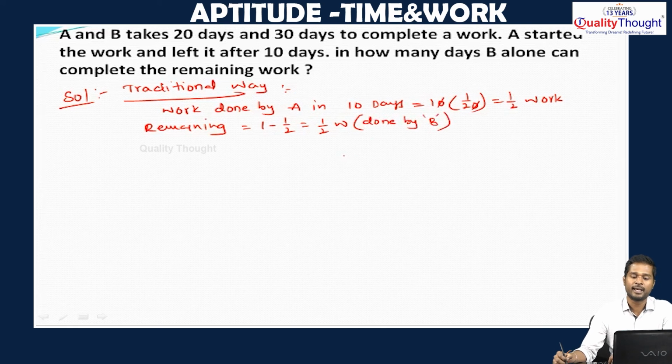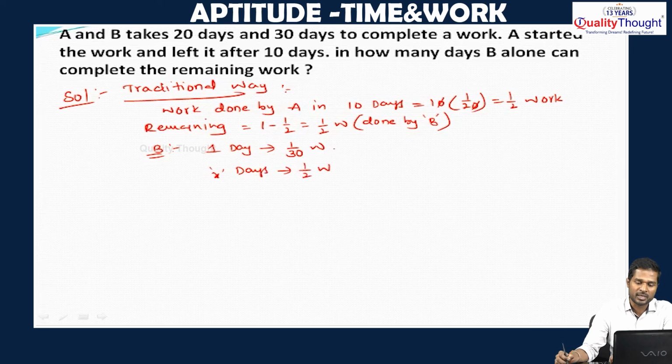This should be done by B. So 1 by 2 of the work should be done by B. Now see what we can write for B. In one day, B can complete a work of 1 by 30. So in how many days can B complete the remaining work, which is 1 by 2?